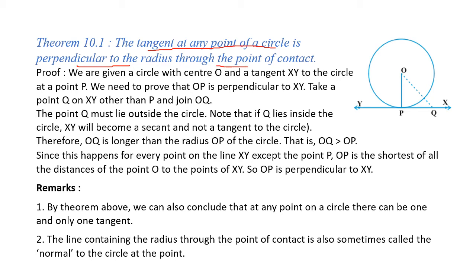We have got a tangent XY here. P is the point of contact. So when you draw the radius OP, it is always perpendicular to the tangent. How do we prove it? We are given a circle with center O, and tangent XY at a point P. P is the point of contact. We have to prove OP is perpendicular to XY. So we begin: we take a point Q on XY other than P and join OQ.